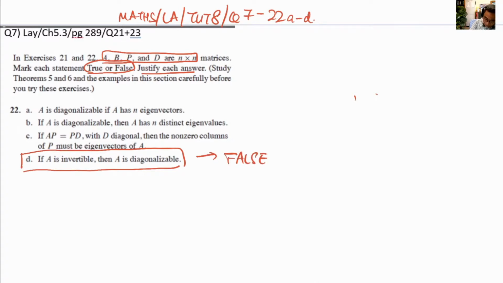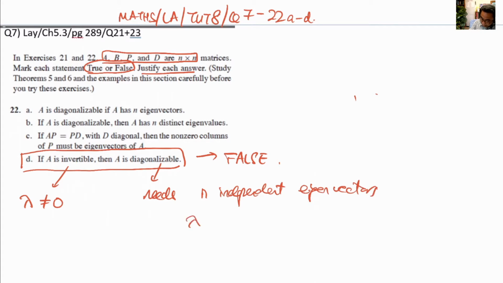The reason it is false is that for A to be invertible, the eigenvalue cannot be 0. When it's diagonalizable, it does not matter whether the eigenvalue is 0 or not. All it needs is n independent eigenvectors. And the eigenvalue lambda can be 0. And that is the reason why this statement is false.